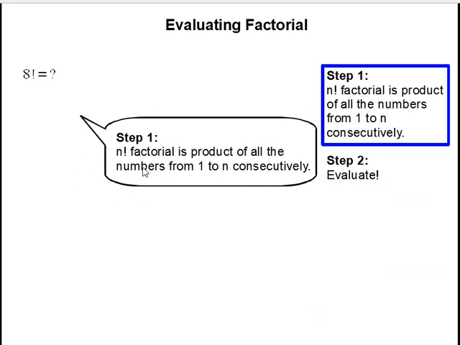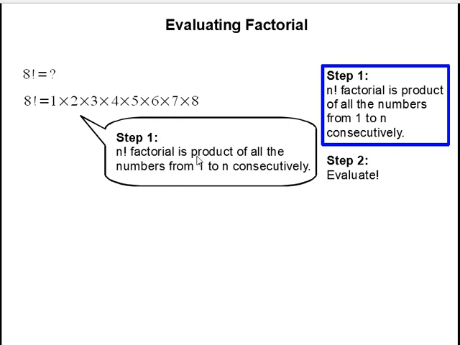what factorial means. It is the product of all the numbers from 1 to n consecutively. So 1 to n is going to be 8, and we multiply the numbers from 1 through 8 consecutively. So 1 times 2 times 3 times 4 times 5 times 6 times 7 times 8. And that is the factorial.